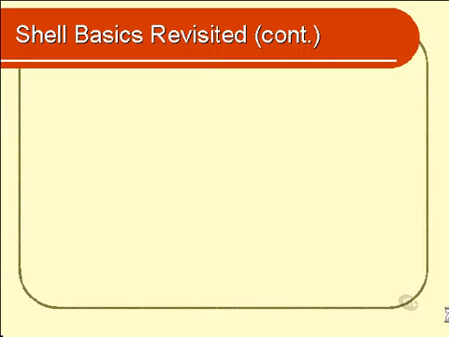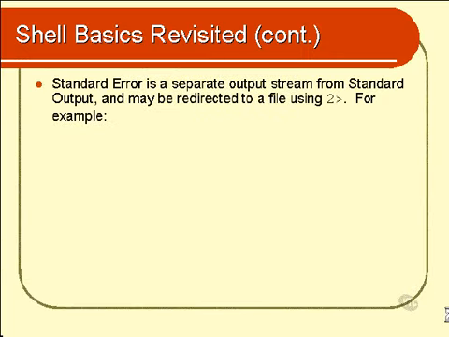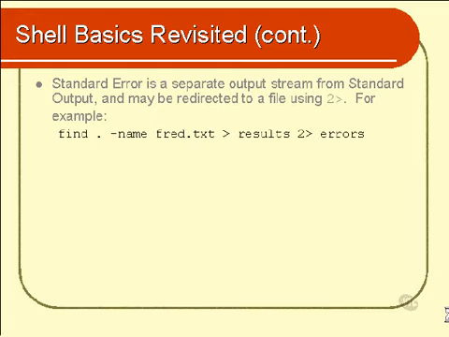More basic knowledge that you ought to have: standard error is a separate output stream from standard output. In other words, programs can actually create two different types of output, and each may be redirected separately. Standard error may be redirected to a file using the 2 greater than symbol. For example, if you were to search using a program called find for a file called fred.txt, you might want to put all the results into a file called results, while you also might want to send any errors into perhaps a file called errors, and thus you would see no output on the screen whatsoever. I'll show you an example similar to that.